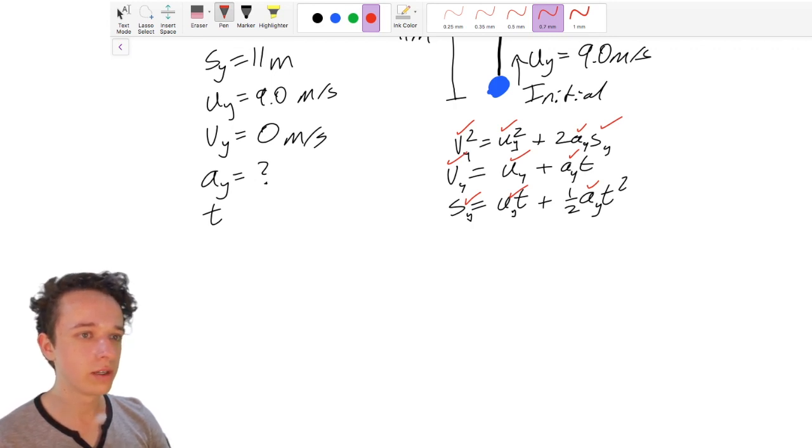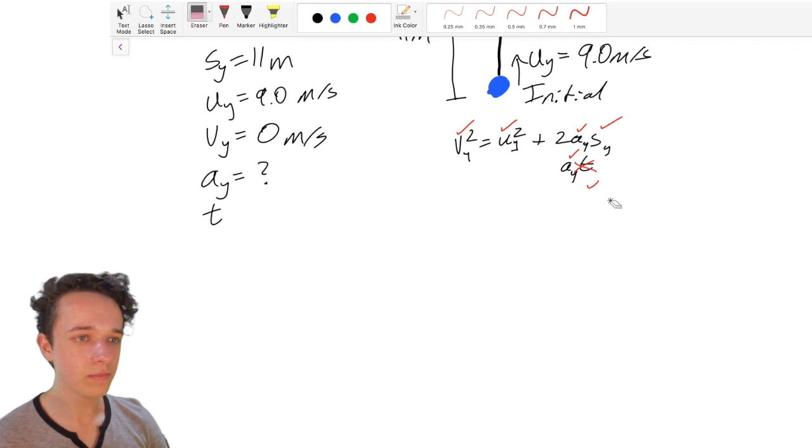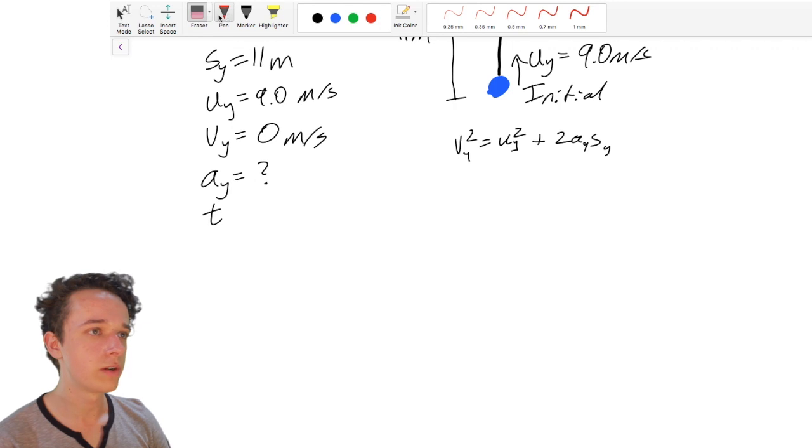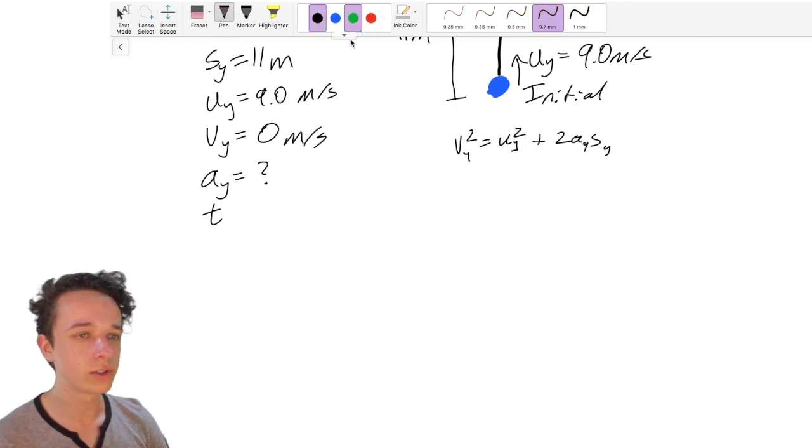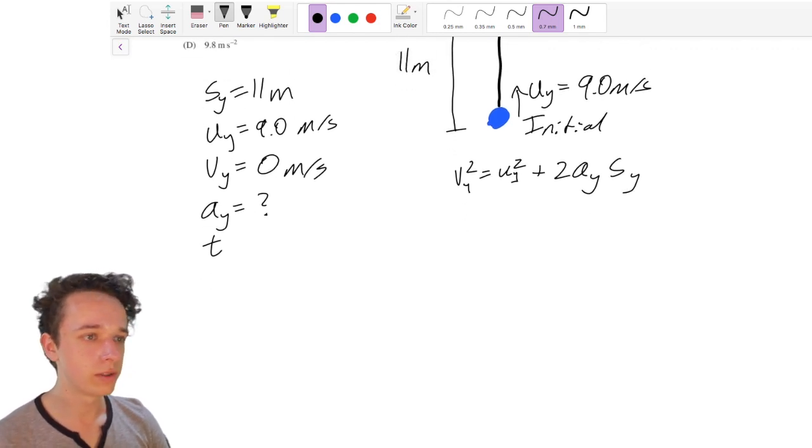And T. We don't have a T. The third one has two T's, which is bad. And the second one also has a T. So we can't use either of them. We have to use the first one. All right, so we're trying to find AY, which is unusual. It's rare that we're trying to work backwards to find the acceleration. But alas, we are.